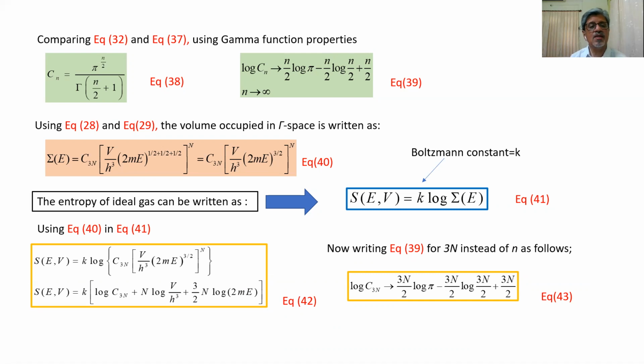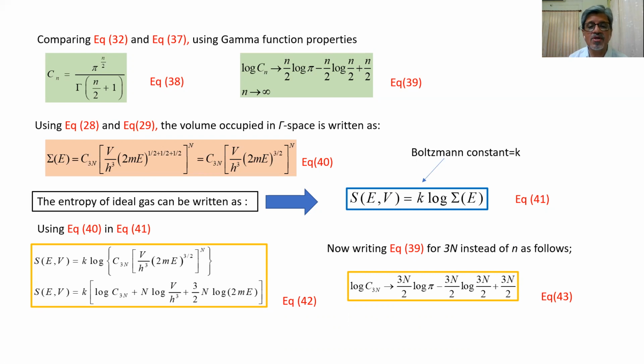So using 40 in equation number 41, we can write S equal to k log of (C_3n V divided by h³ (2mE)^(3/2)) whole raised to n. Now, converting the logarithmic term, S as a function of E and V is equal to k, and we divide the logarithmic term into summations: log C_3n plus n log V divided by h³ plus 3/2 n log 2mE. So the term which was in a square bracket is now converted into logarithmic form.